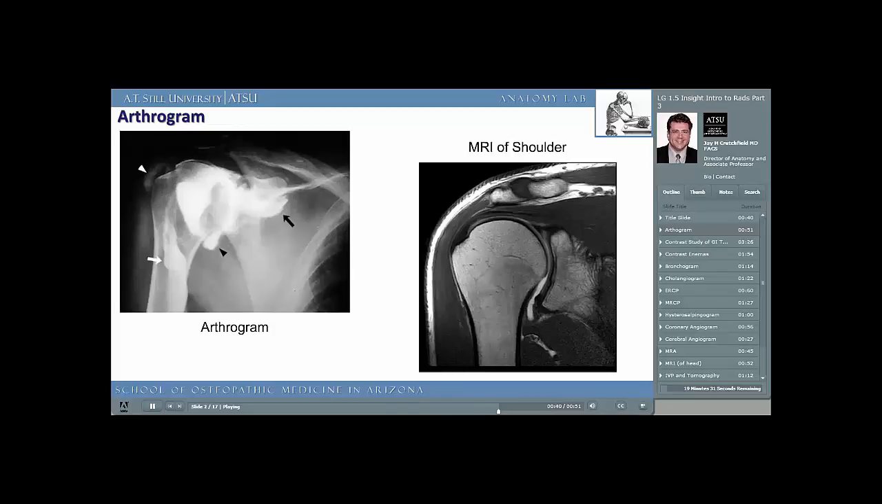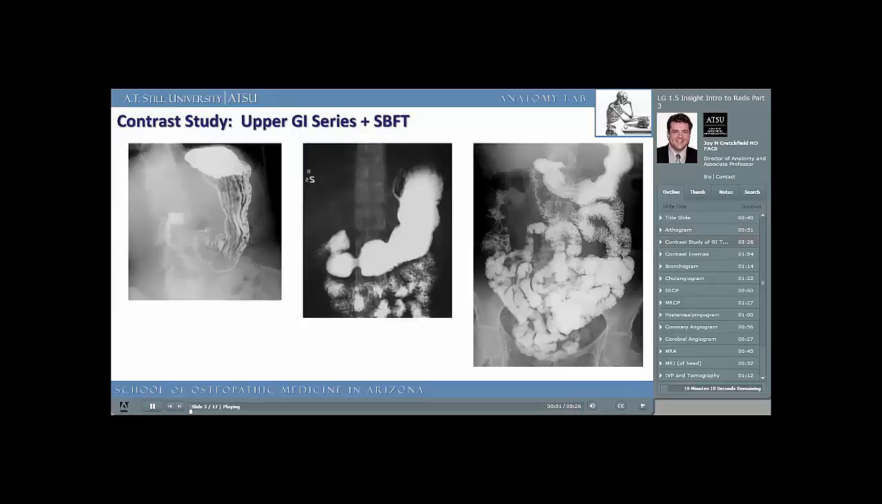The test is most commonly used on the shoulder joint or the knee joint, but it's rarely performed today. MRI imaging of the shoulder and knee has mostly replaced arthrography. Prior to the advent of the fiber optic endoscope, a physician was often faced with making a diagnosis of abnormalities affecting the gastrointestinal tract. To view the gastrointestinal tract, we use upper GI series.